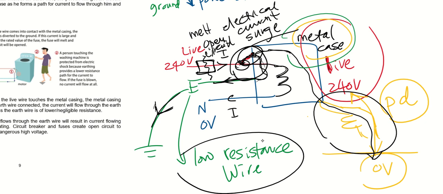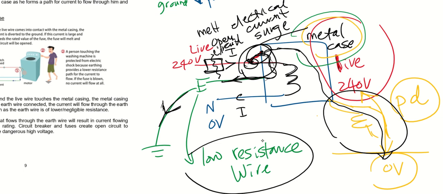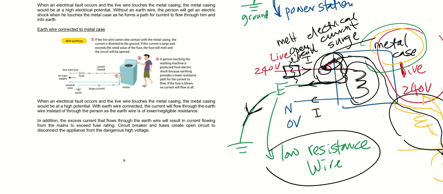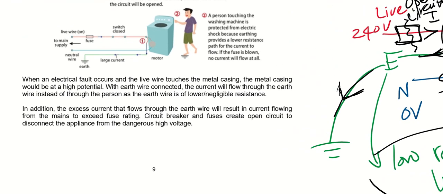When there's an electrical current surge, the fuse will melt to create an open circuit, and then the current will no longer flow to the appliances. Then we'll know that, hey, there must be something wrong. When we check the 3-pin plug and look at the fuse, we see that it has melted. Then we'll know that something is wrong with these appliances, and we can send it for repair. So the explanation is over here.